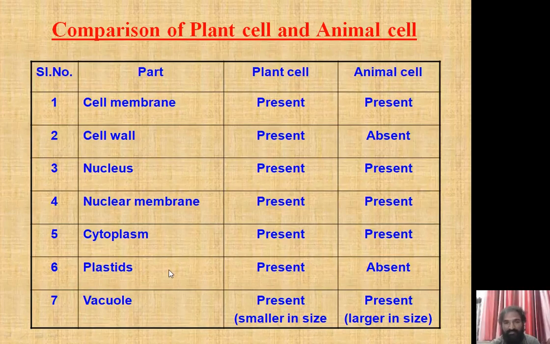Already I told you the plastids are responsible for the process of photosynthesis. In photosynthesis, the plants prepare the food material themselves. Coming to the vacuole, it is very small in size in the animal cell, and in the plant cell it is also present, but it is larger in size. So these are a few comparisons. Coming to the centrosome, in the animal cell the centrosome is present, and in the plant cell the centrosome is absent.